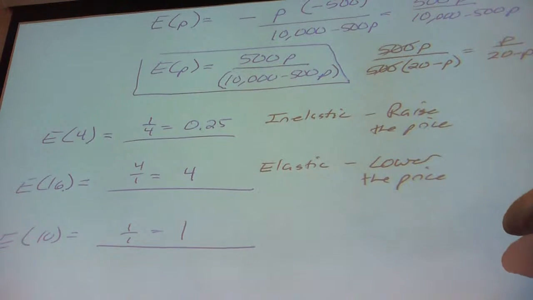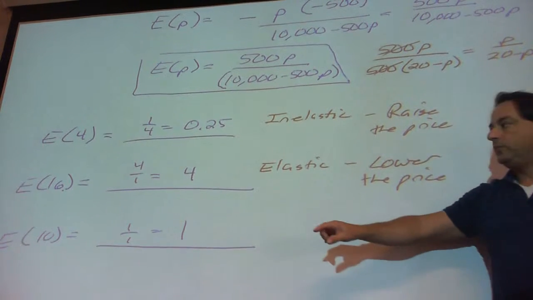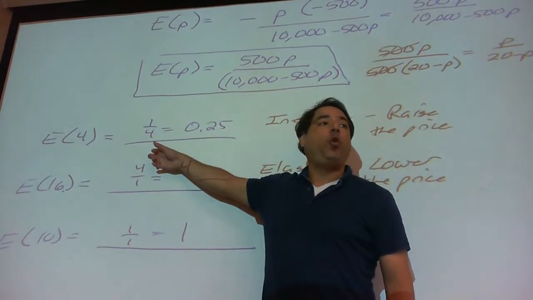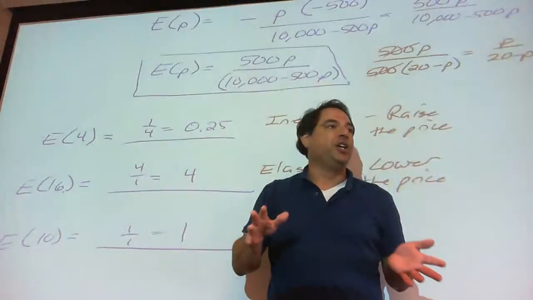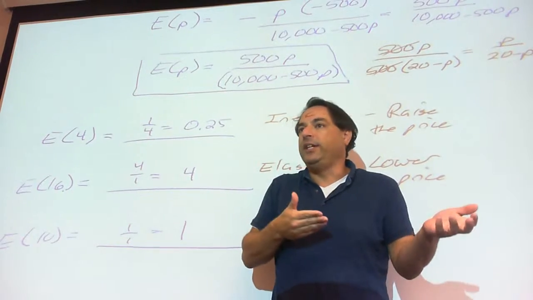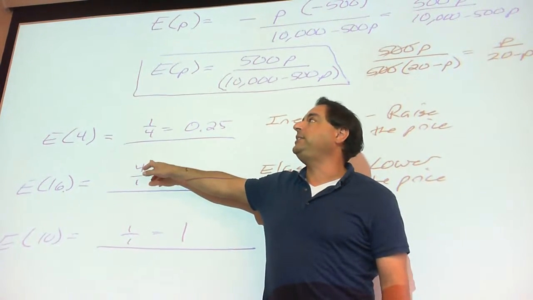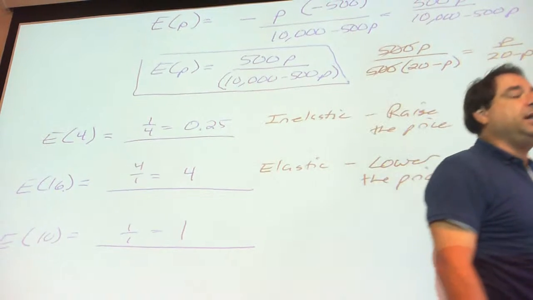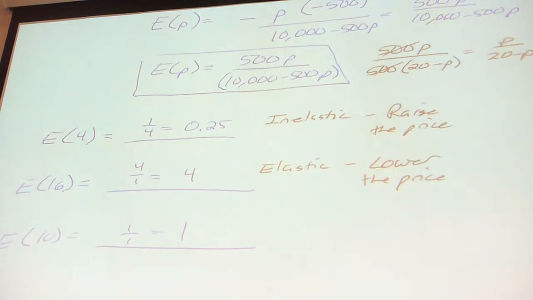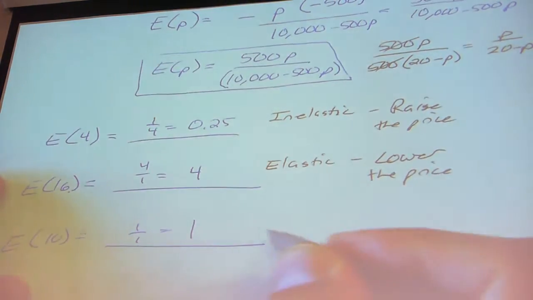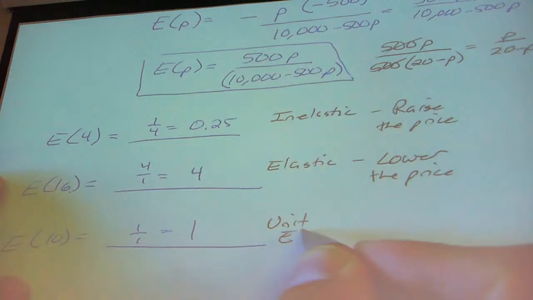Now again, the complicated one that's nice to know. If you raise the price 1%, you'll lose 4% in demand. That's not good. You're raising it 1 but you're losing 4. Raising price 1%, losing 4% demand, not good. And then magically, when you plug in 10, what do you get? 1. That's where you have unit elasticity.